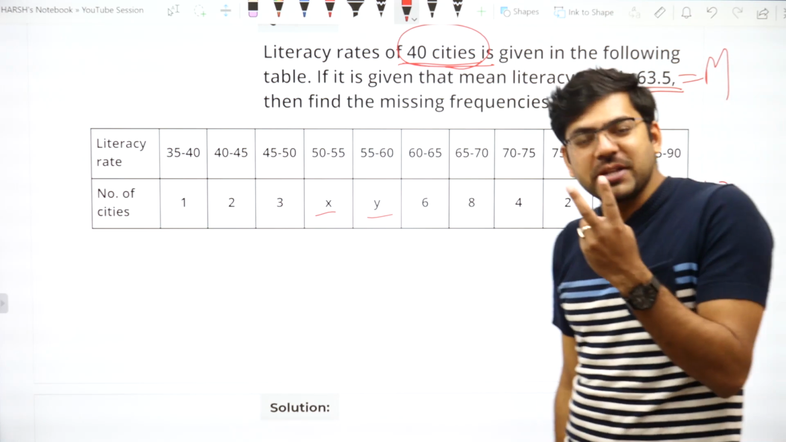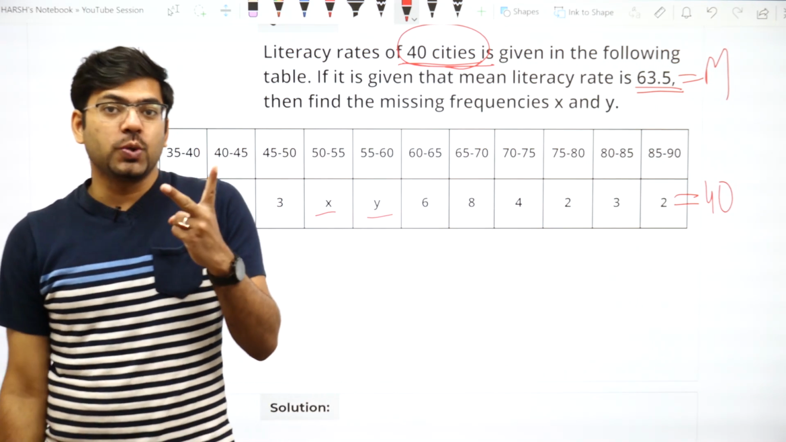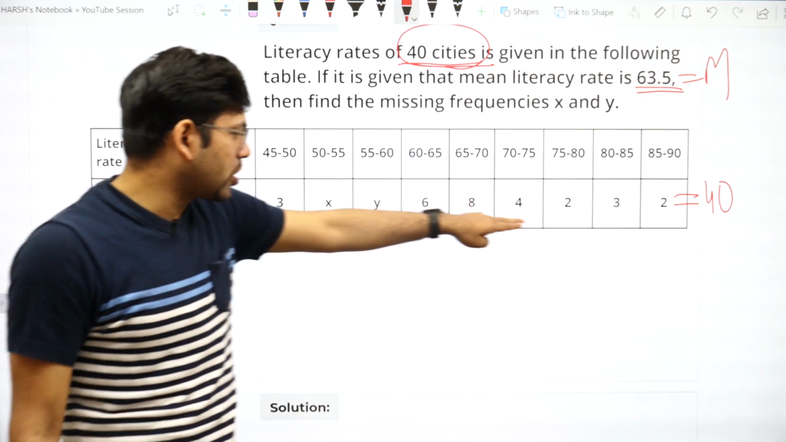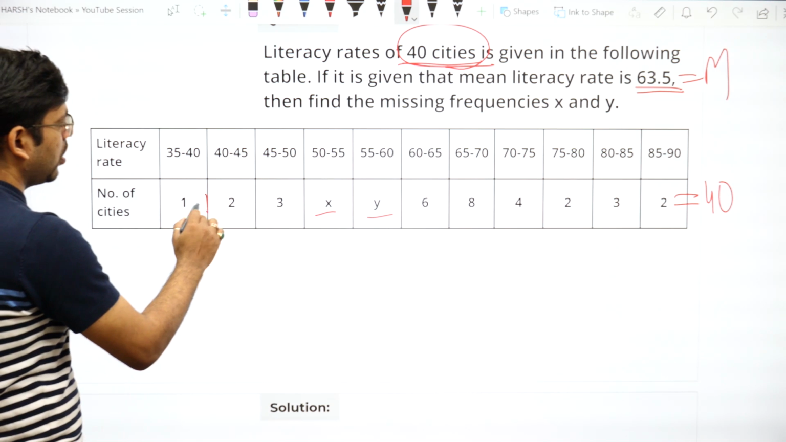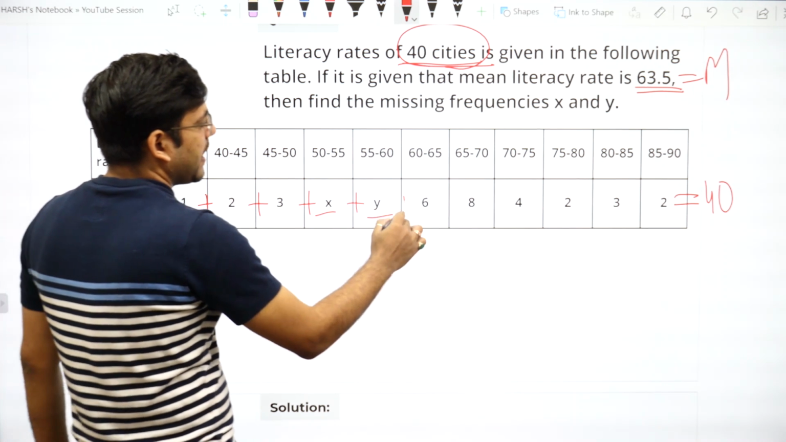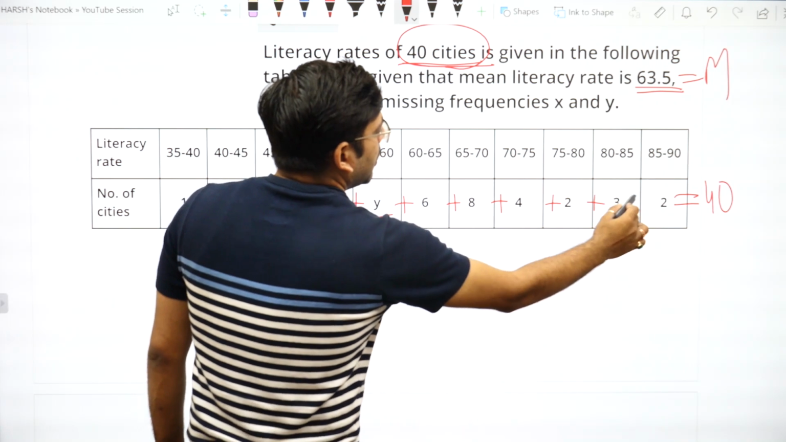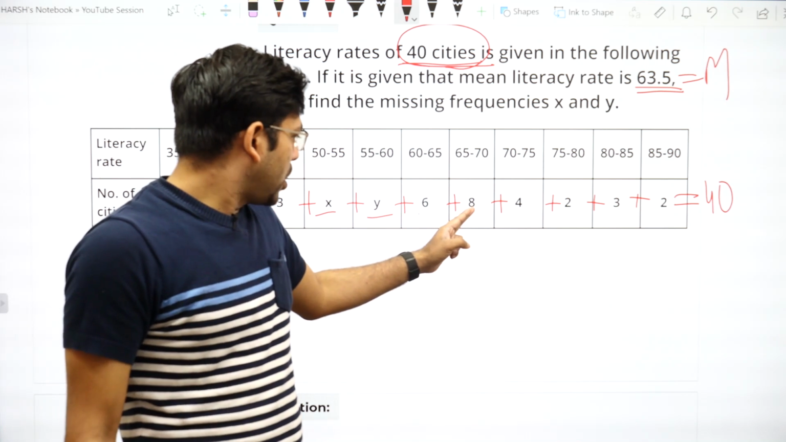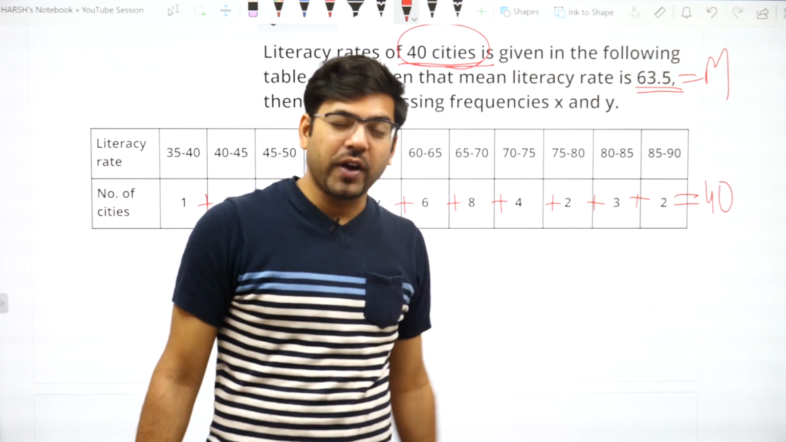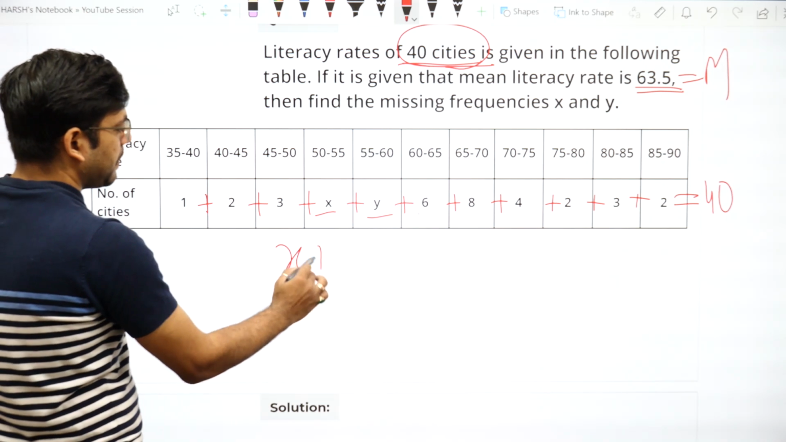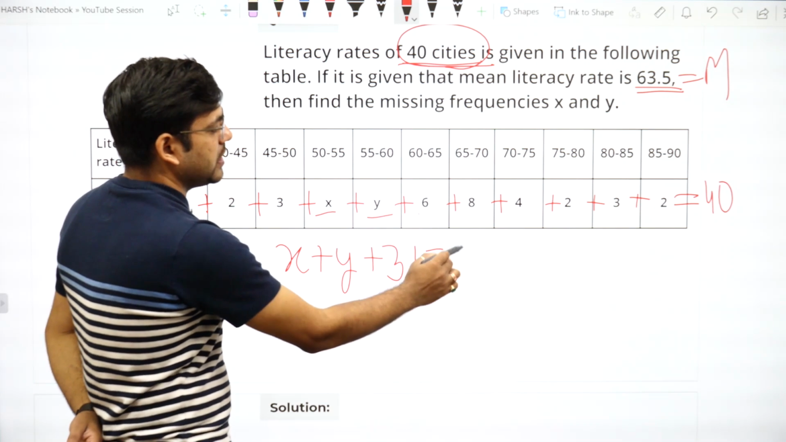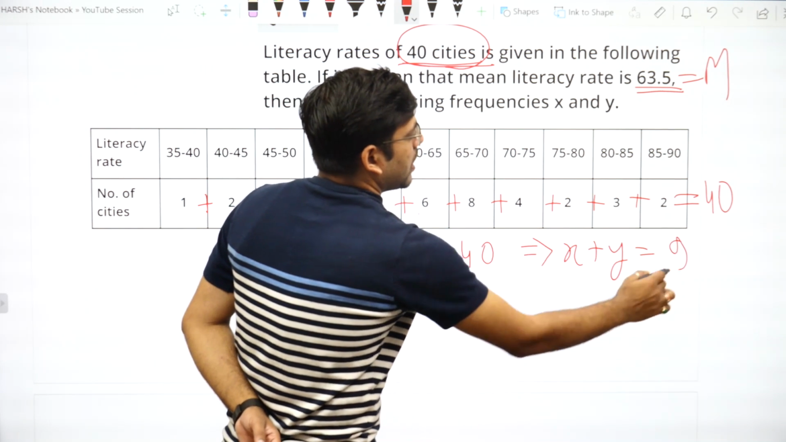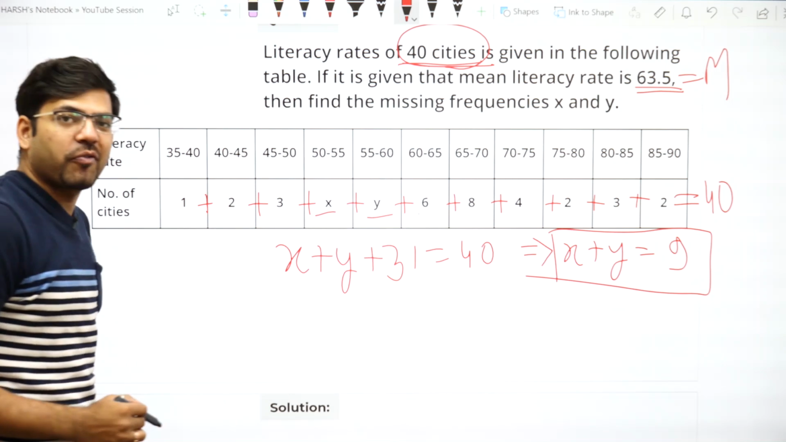Now, we have 2 missing frequencies, so we require 2 equations so that we can find both x and y. The first equation comes from the summation of all these frequencies, which should be equal to 40. Adding 1, 2, 3, 3, 6, 6, 6, 12, 12, 8, 20, 26 and 5, 31. So x plus y plus 31 is equal to 40, making x plus y equal to 9. This is the first equation we have got.